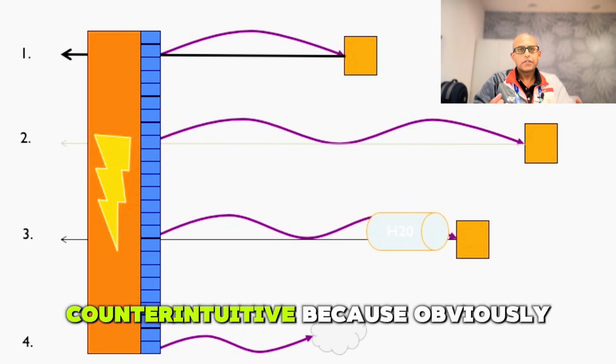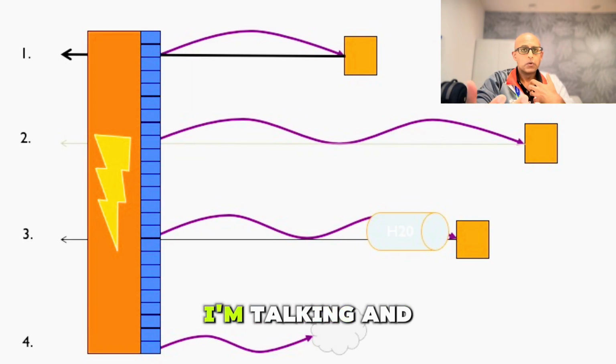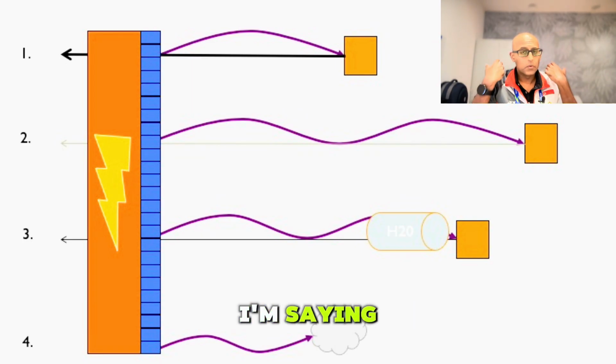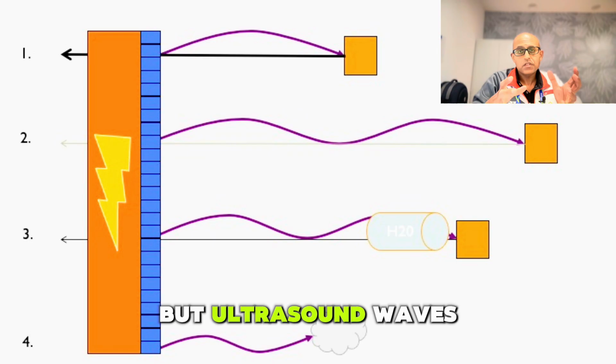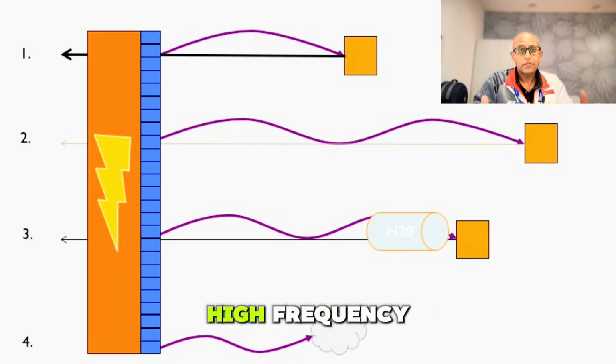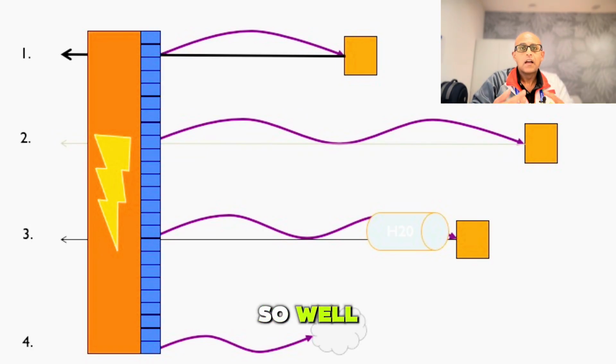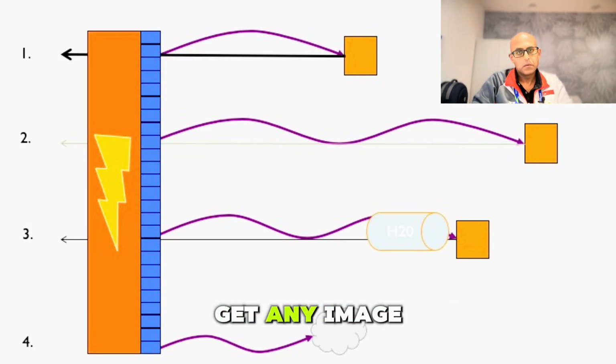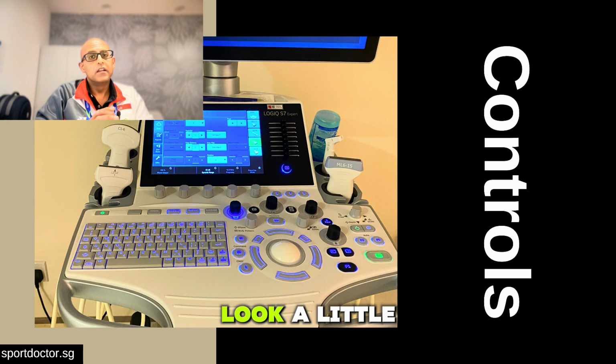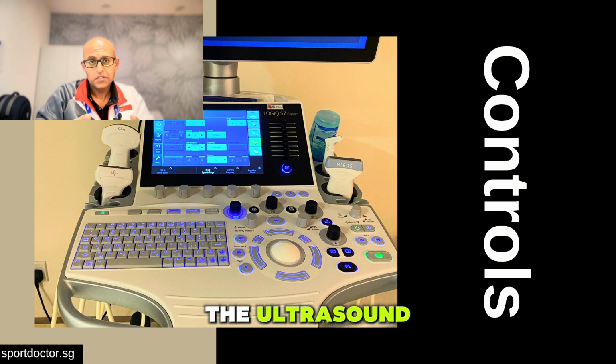Now, this sounds counterintuitive because obviously I'm sitting here, I'm talking, and you're hearing what I'm saying, and we're listening through our ears. But ultrasound waves are very different. Because of the high frequency, they cannot penetrate the air tissue so well, and as a consequence, you don't get any image at all. Let's take a look a little bit more at the controls of the ultrasound.